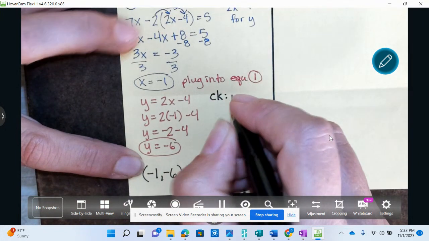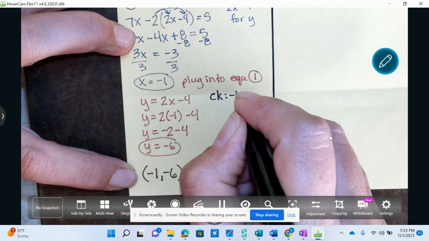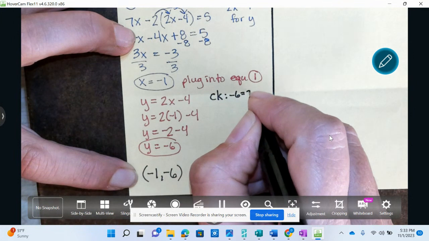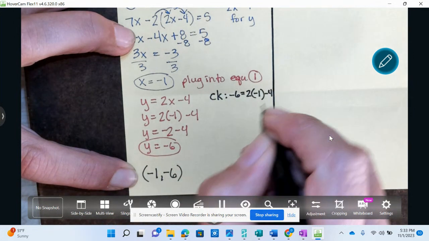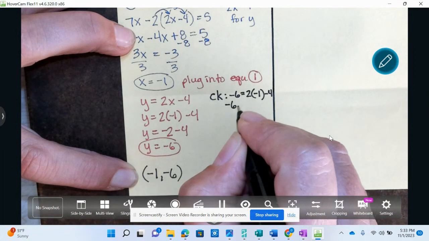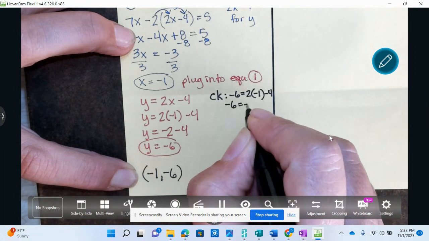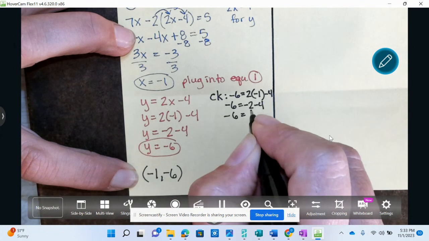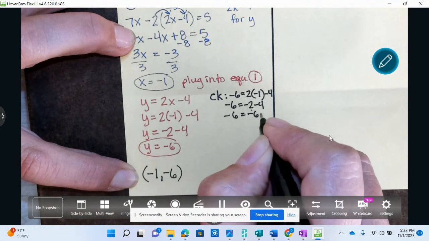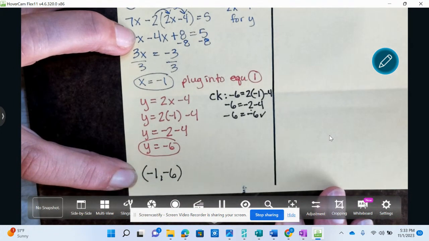Check. Y, which is -6, equals 2 times x, which is -1, minus 4. Let's see, -6 equals 2 times -1, which is -2, minus 4. -6 equals -2 minus 4, which is -6. So this checks out. Good.